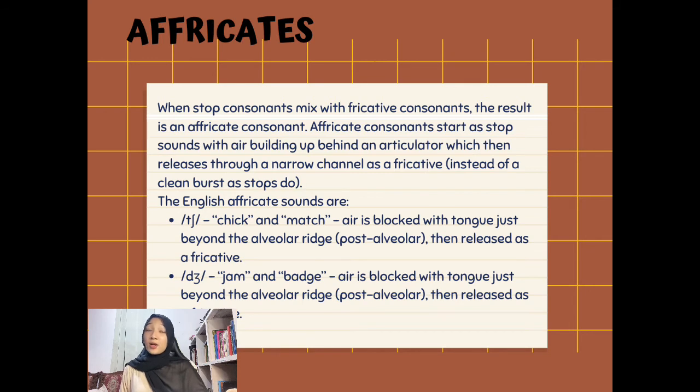When stop consonants mix with fricative consonants, the result is an affricate consonant. Affricate consonants start as stop sounds with air building up behind an articulator, which then releases through a narrow channel as a fricative, instead of a clean burst as stops do. The English affricate sounds are ch and j. Air is blocked with the tongue just beyond the alveolar ridge, or post-alveolar, then released as a fricative.